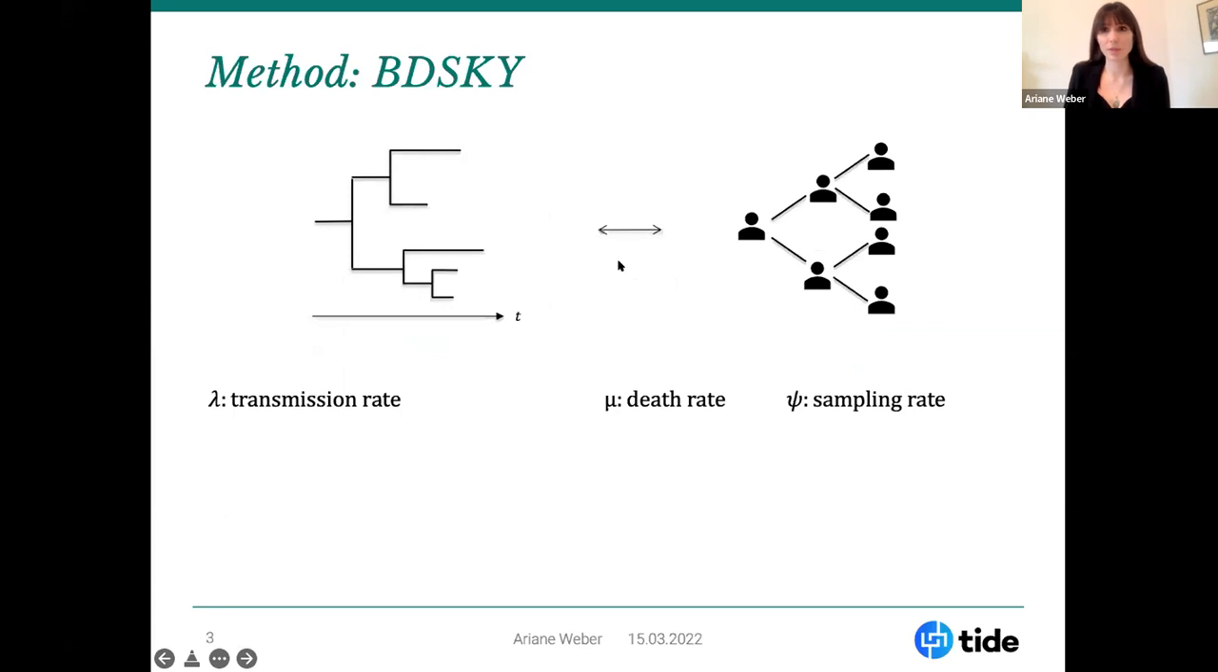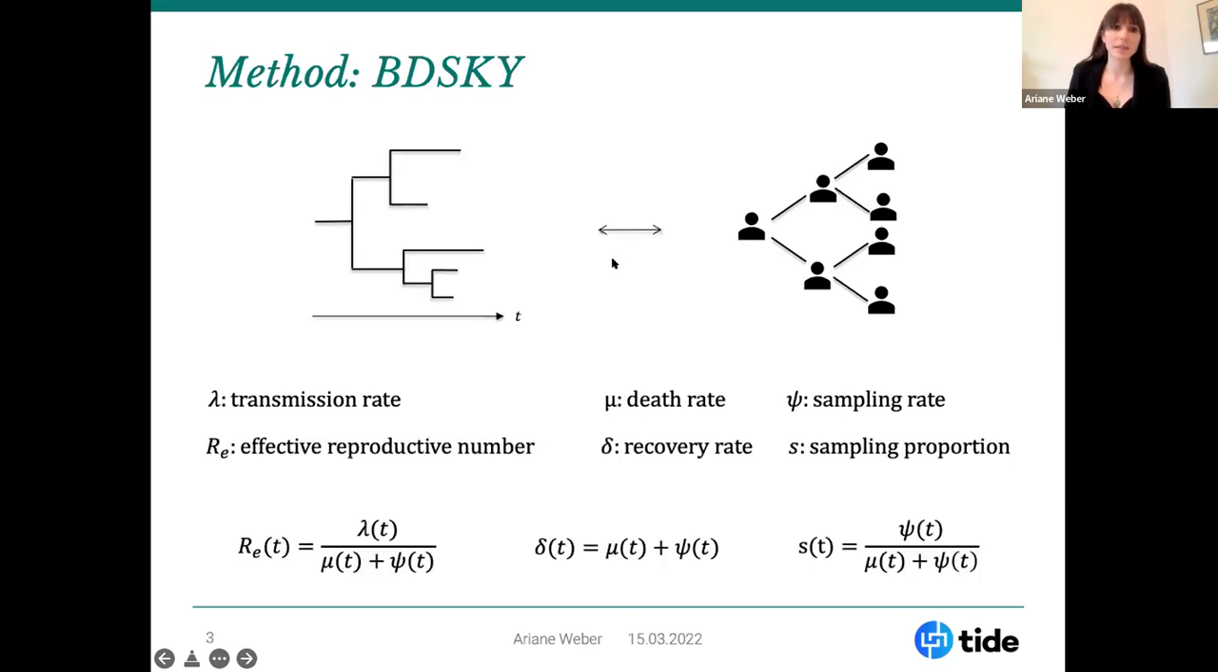So we can reparameterize this model to quantify more intuitive epidemiological parameters, namely the effective reproductive number, the recovery rate, and the sampling proportion. The effective reproductive number is the number of secondary infections from one infected individual in a non-naive population, the recovery rate is the inverse of the duration of infectiousness, and the sampling proportion is the probability of a lineage being sampled.